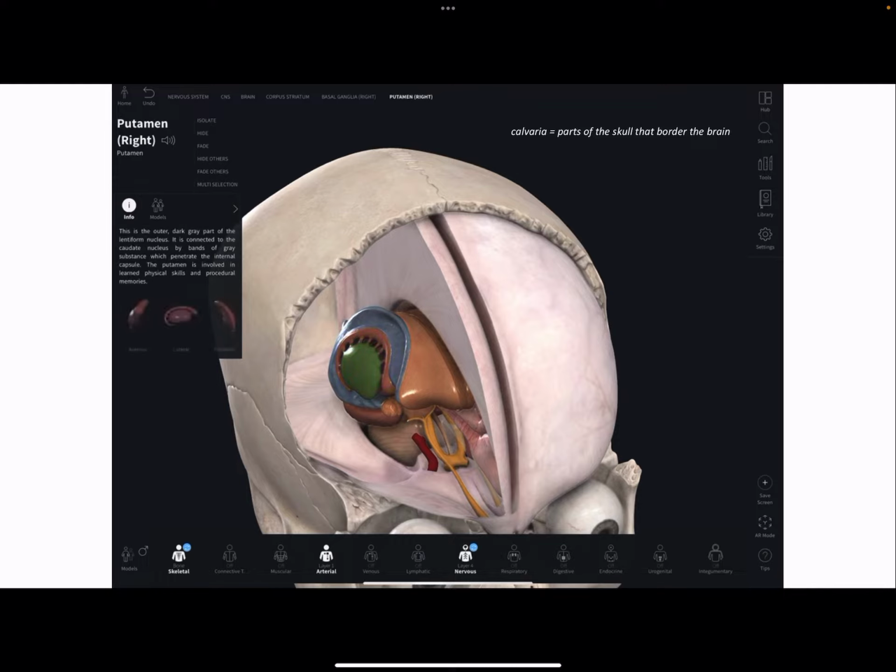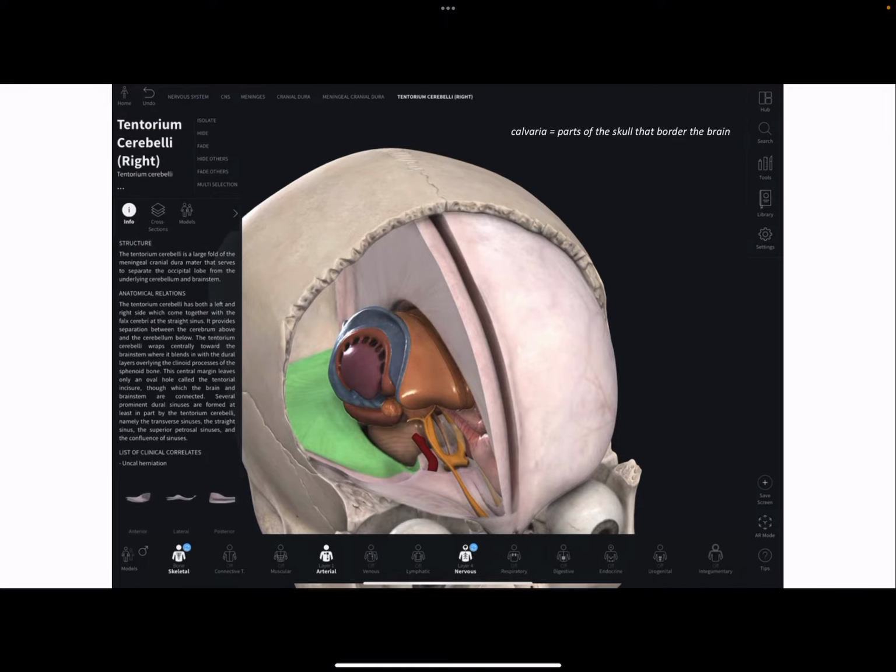Here we have the basal ganglia with the caudate nucleus and the putamen. Then the tentorium, which is also part of the dural layer, very similar to the falx cerebri, and we're going to have subtentorial and supratentorial structures. It's a way that commonly we will talk about the geography of the brain.